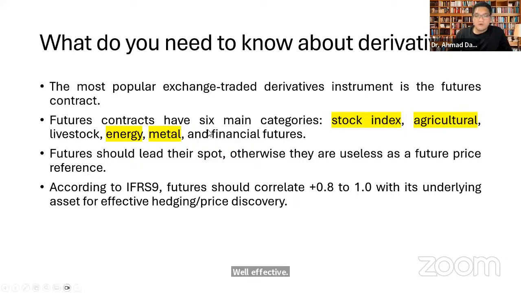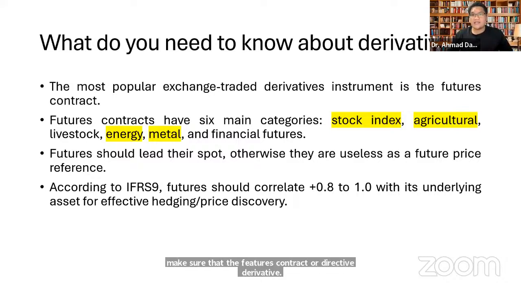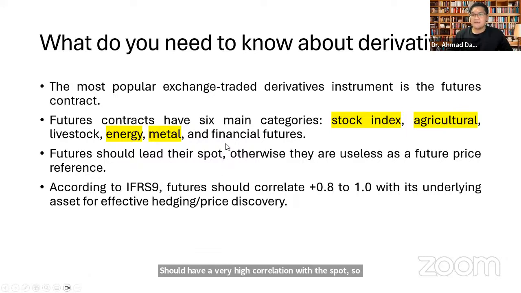Lower than this is not exactly acceptable, and as a derivative, that derivative is not really useful. That's why in finance papers, the researchers always mention that it is very important for policymakers and the exchange to make sure that the futures contract, the exchange traded derivative, has a very high correlation with the spot so that hedging will be effective and price discovery will be efficient.